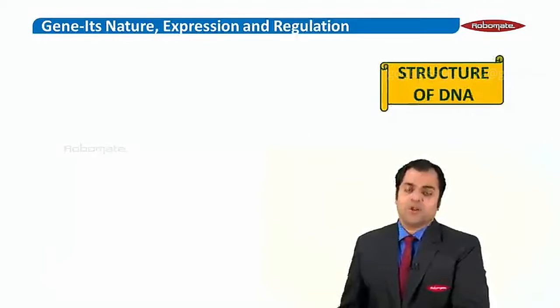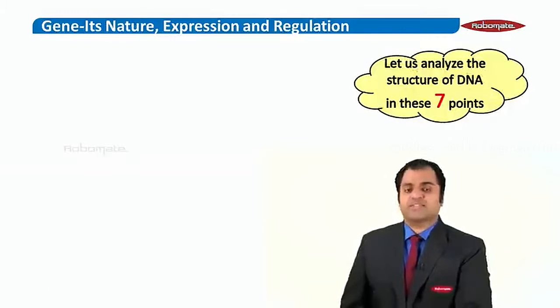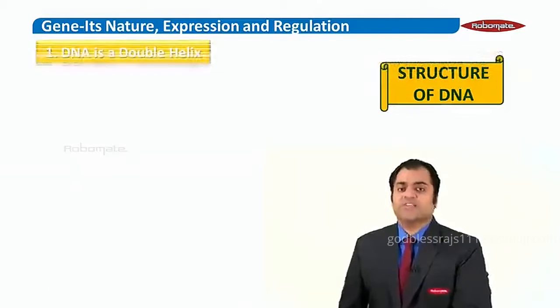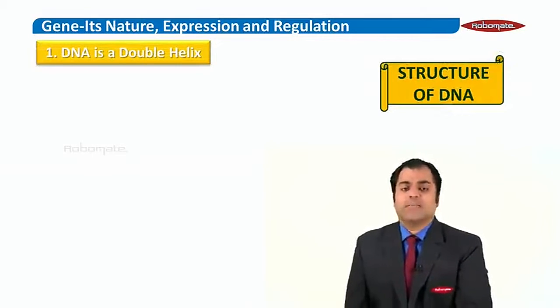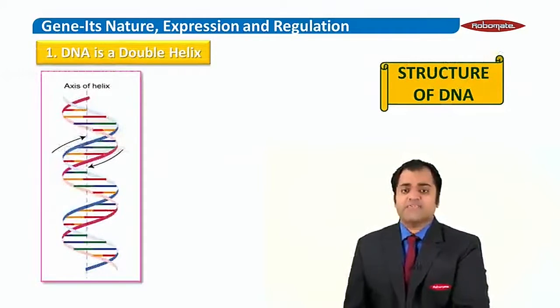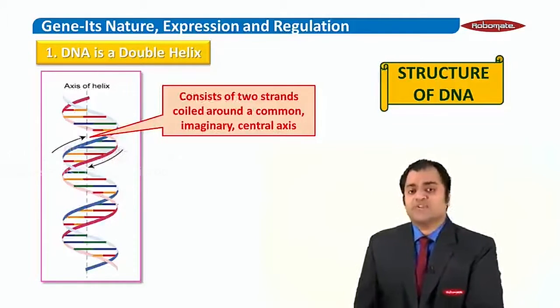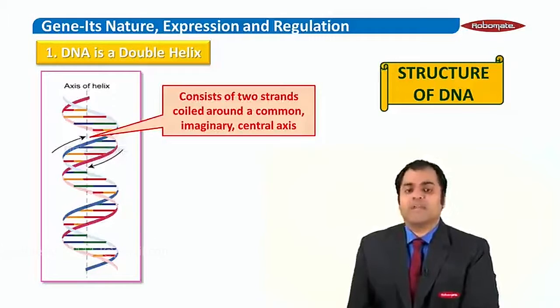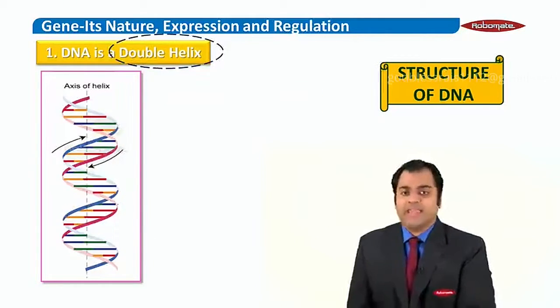Okay, so we're looking now at the structure of DNA and we're going to analyze the DNA structure in these 7 points. Starting with the first point, DNA is a double helix. Now why is it called a double helix? That's the image right here. What you see here is it consists of two strands coiled around a common imaginary central axis, okay? And that is what makes a double helix.